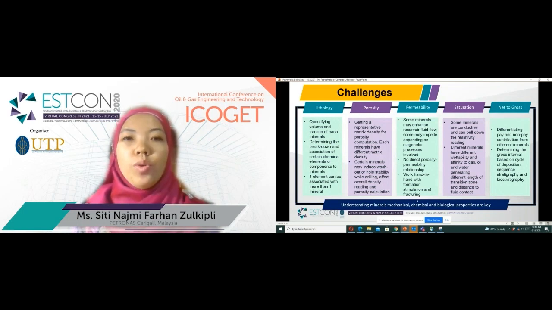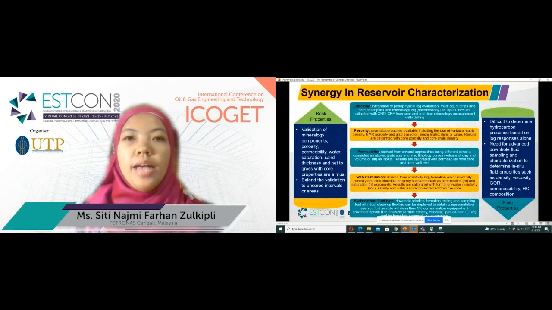In terms of net pay, the presence of complex minerals can also make it more difficult to distinguish between pay and non-pay zones, and also for the gross rock volume, due to the multiple layers of stratigraphic presence and different depositional sequences. So in essence, achieving a balance or synergy in reservoir characterization between the rock properties and fluid properties is highly critical in the complex lithology environment.